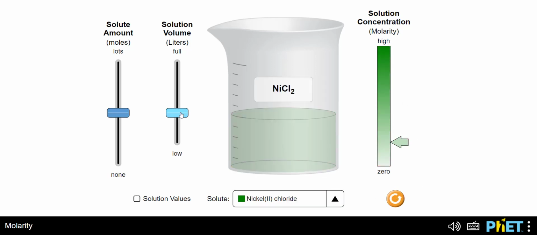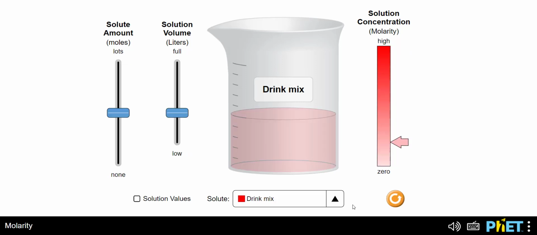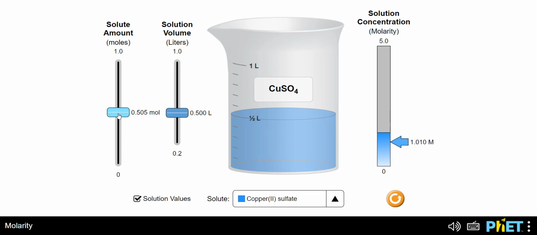Nickel chloride. If I lower the volume and increase it gets to the top, 5 molar, not saturated. So the saturation point is somewhere above 5 molar. Copper sulfate, we're definitely going to be able to saturate this one, so let's show the numbers. If I start adding solute, I get to saturation right about 1.4.